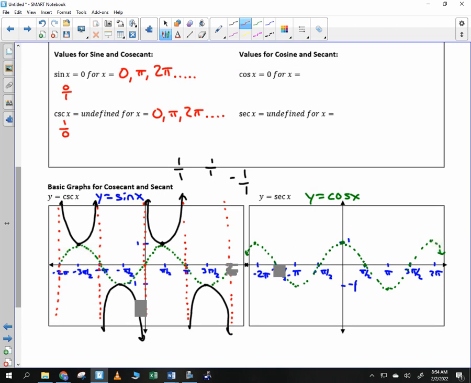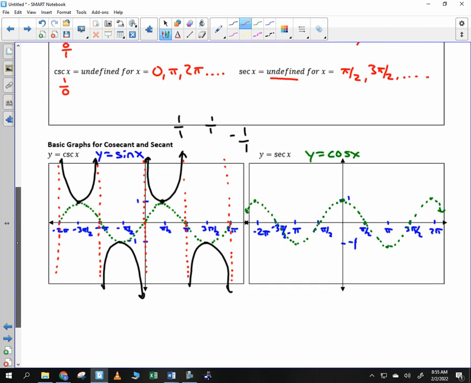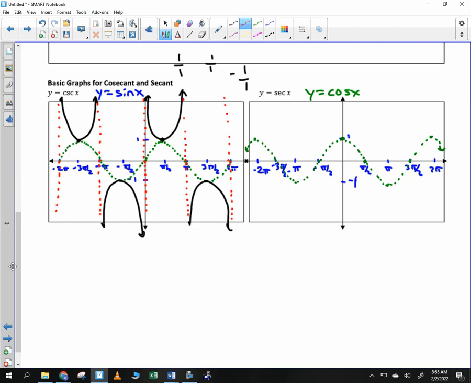Okay. Where does it look like cosine is equal to 0? Good. Pi over 2, 3 pi over 2, so on and so forth. So that means that secant will be undefined at those spots because the reciprocal of 0 is undefined. So all we're going to do is take those spots for secant, and we're going to draw these vertical asymptotes right there.